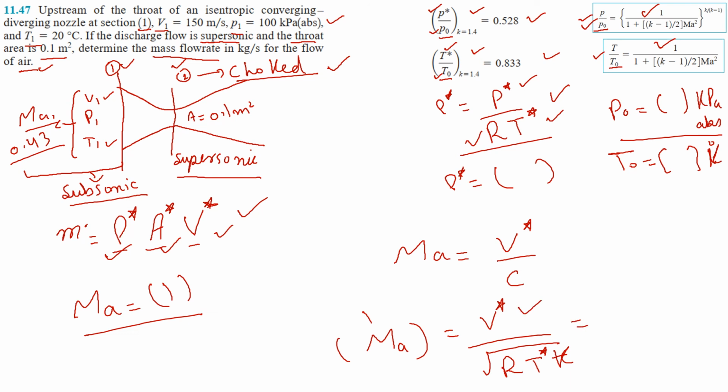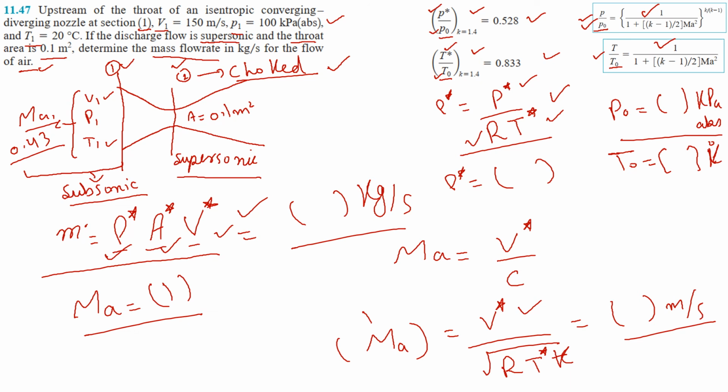So now by just solving this equation and putting the Mach number equal to 1, because we have considered the flow is choked, we can find our value of V star, and it will come out to be in meters per second. So from this equation we can actually find our critical velocity, and then using this equation right here we will actually find our mass flow rate in kilograms per second.